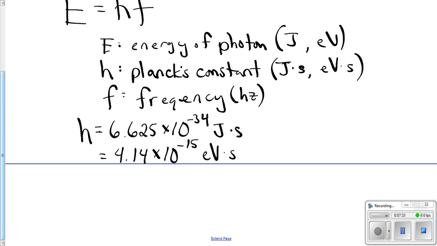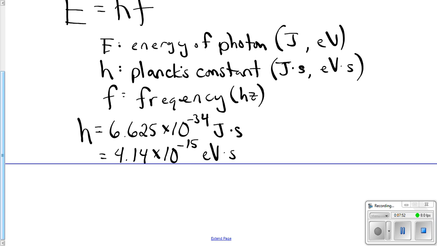Electron volt seconds. Because a joule is not equal to an electron volt. They're two different units of energy, but they can be used for the same thing. You can calculate the energy of a photon in electron volts or in joules. Okay, so they're not interchangeable.